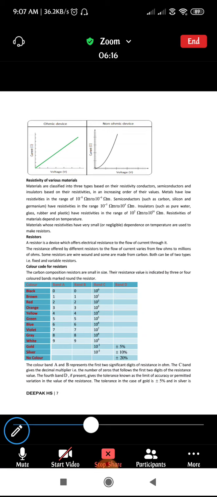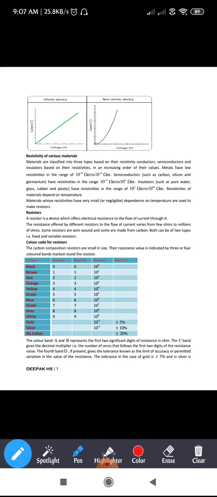Next, we went through the ranges of resistivity for various materials. For metals, it is 10 to the power of minus 8 ohm meter to 10 to the power of minus 6 ohm meter. Next, for semiconductors, it is 10 to the power of minus 5 ohm meter to 10 to the power 4 ohm meter. For insulators, it is 10 to the power 5 ohm meter to 10 to the power 16 ohm meter. This is how the range of resistivity varies for metals, semiconductors, and insulators.